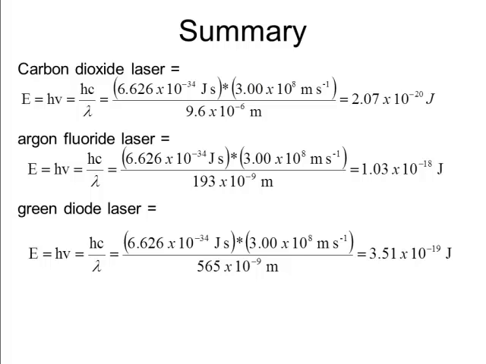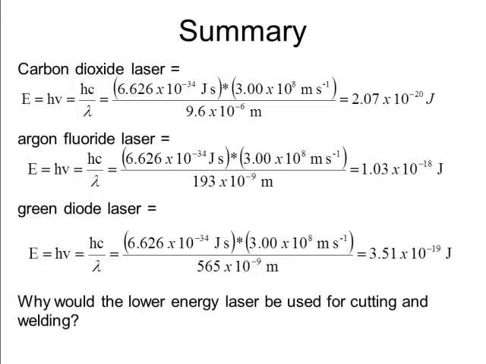Well, the largest energy is with the argon fluoride laser. That's the one used in eye surgery. The smallest energy was the carbon dioxide laser, which is what was used in that cutting and welding. Well, why would the lower energy laser be used for cutting and welding? Well, the thing that's not taken into account here is how many photons we send out over a given amount of time. All we're looking at is the energy associated with those photons.